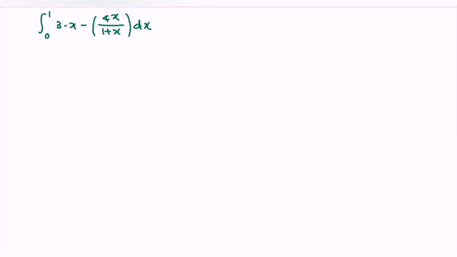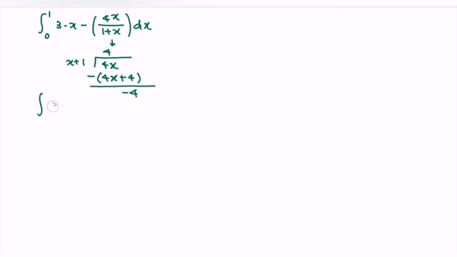So let's begin the integration. Before we start the integration, kindly focus on this part. My suggestion is to simplify it. So here we have the long division: we have 4x, here we have x plus 1. So 4x plus 4, and if we simplify, we have negative 4. So kindly rewrite.